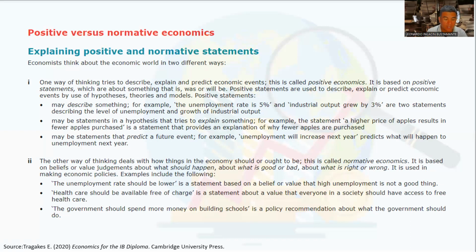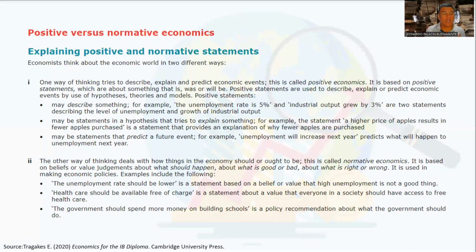Number one, the unemployment rate should be lower. This statement is based on a belief or value that high unemployment is not a good thing. Number two, healthcare should be available free of charge. This statement is about the value that everyone in a society should have access to free healthcare. Or number three, the government should spend more money on building schools. This is a policy recommendation about what the government should do.